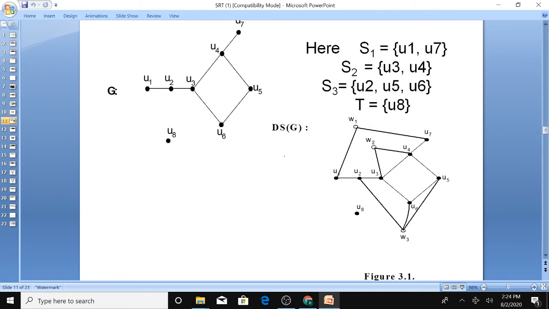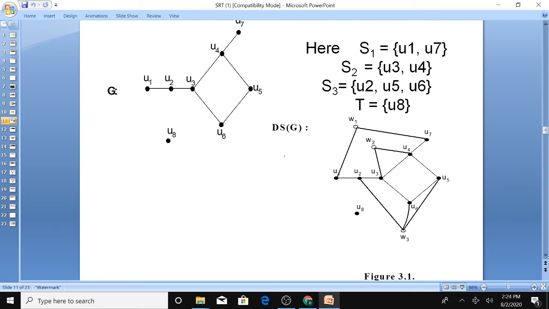Similarly, we take this example. This is a graph G where U1 is a vertex of degree 1. U7 is a vertex of degree 1. Since those are vertices of the same degree, we'll add a vertex W1 and we will join W1 to U1 and U7.